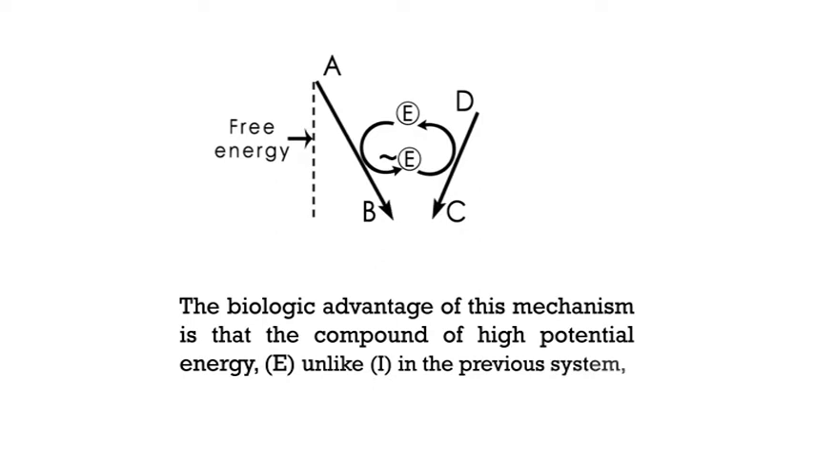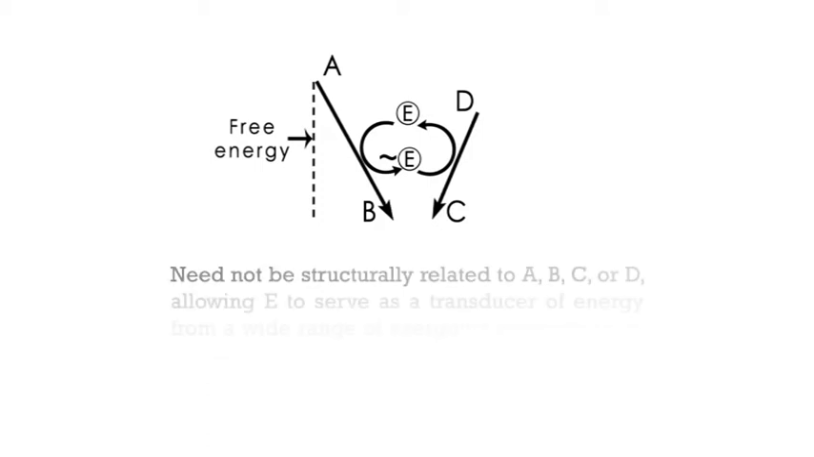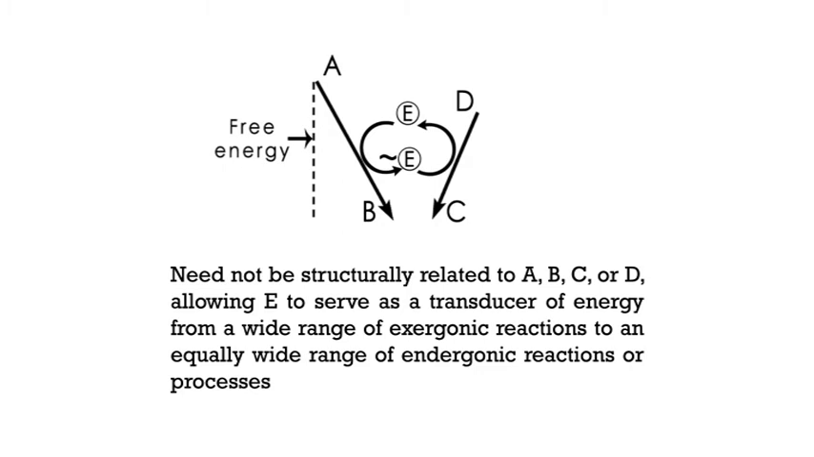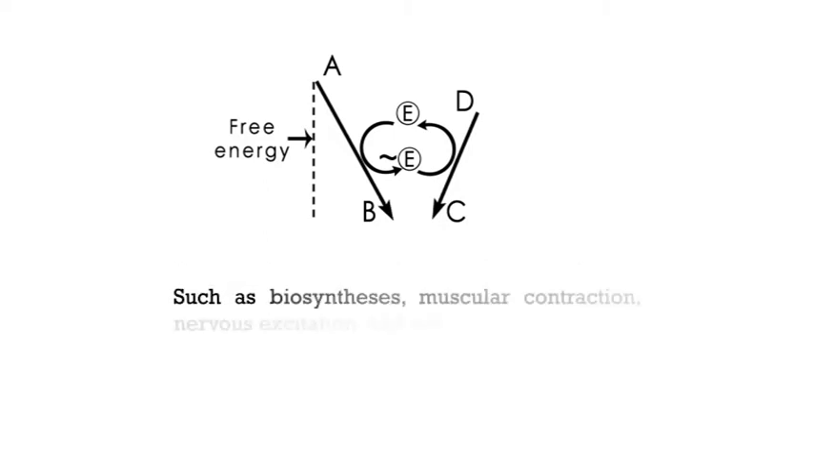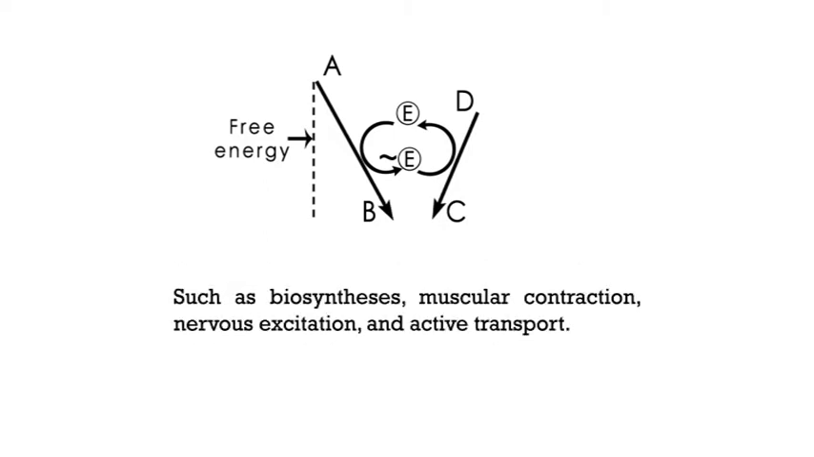The biologic advantage of this mechanism is that the compound of high potential energy, E, unlike I in the previous system, need not be structurally related to A, B, C, or D, allowing E to serve as a transducer of energy from a wide range of exergonic reactions to an equally wide range of endergonic reactions or processes such as biosynthesis, muscular contraction, nervous excitation, and active transport. In the living cell, the principal high-energy intermediate or carrier compound is adenosine triphosphate, ATP.